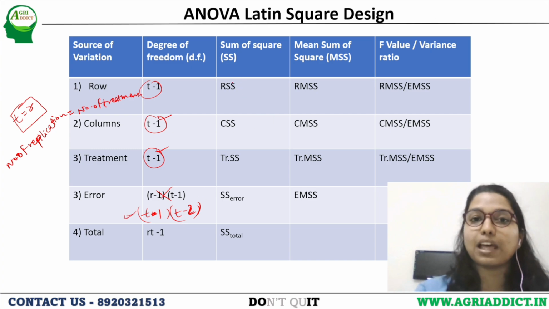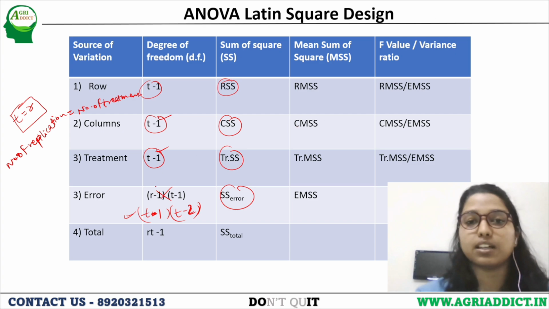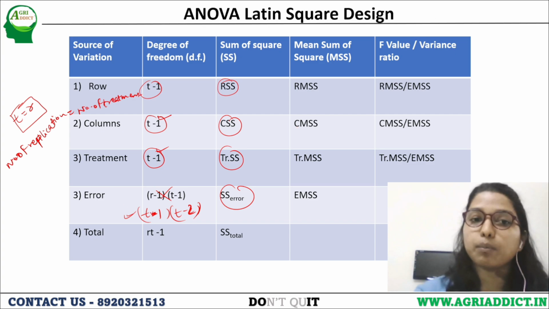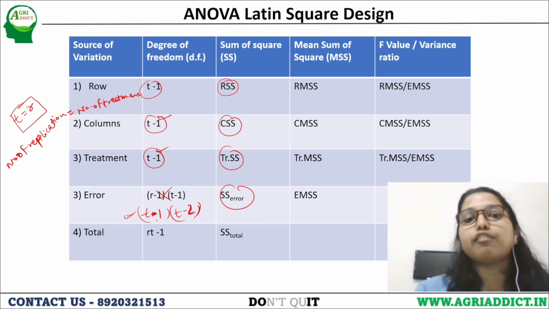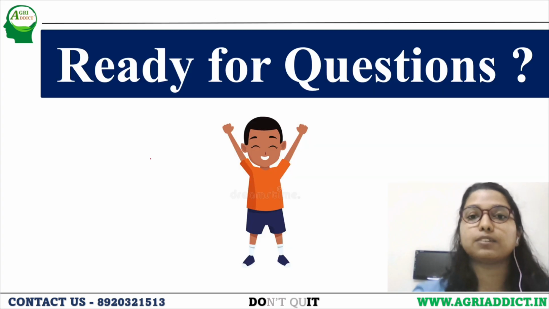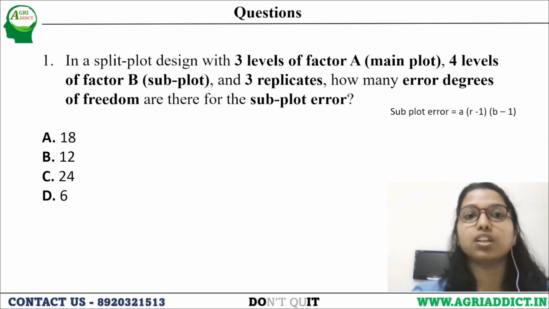Okay, this you corrected. There is some error in it. So this is how we will be calculating row sum of square, column sum of square, treatment sum of square, error sum of square, similarly, just as we studied in the previous design. Here what is important is the error degree of freedom, which will be t minus 1 into t minus 2. Simple. This you have to remember. This can be directly asked. Okay, next. Let's start with the question.